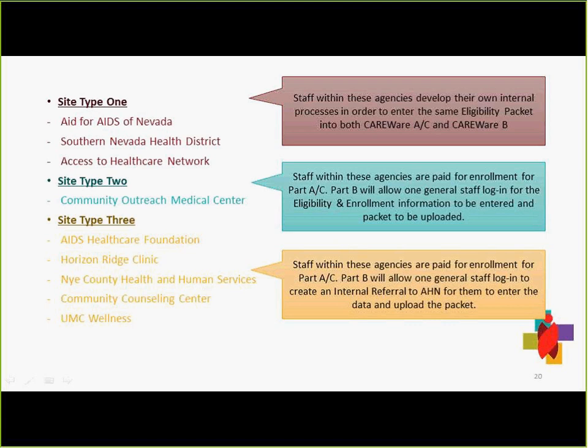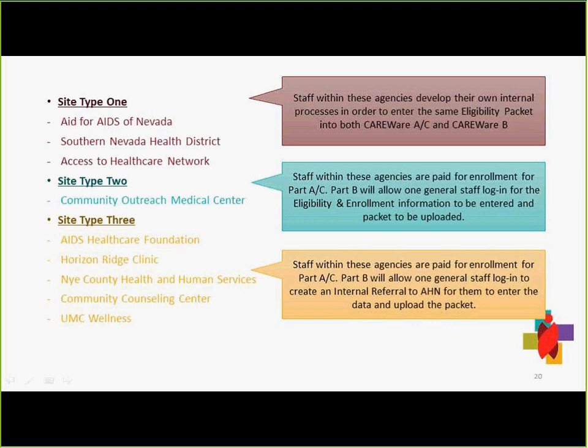Site Type 2 includes Community Outreach Medical Center, or COMC. This is where agencies that are paid for enrollment through Part A and are funded through Part B for services other than eligibility fall into this category. This is where one staff has login access to get documents into Part B. Again, here we expect the transition of documents between the two CareWares, just like in Site Type 1. So the expectation is for providers funded with Part B that have access to Part B to get the information into that database.